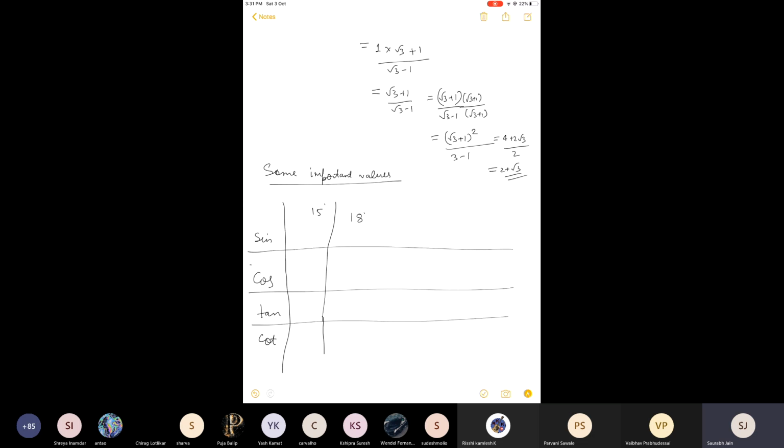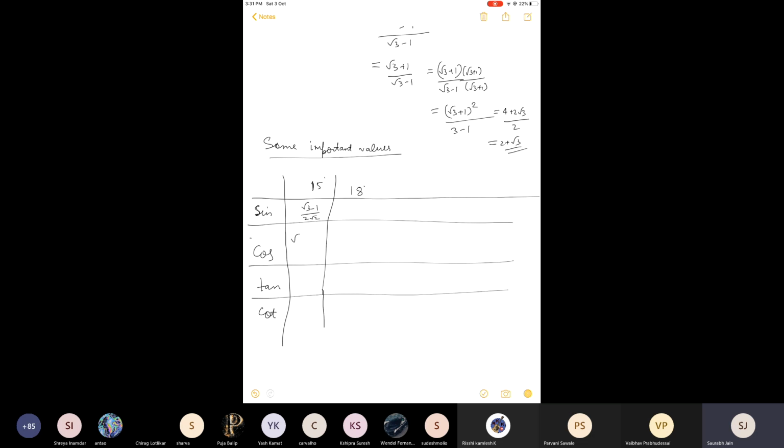See, if I want to write the value of sine 15 degree, I will read this sine, and then from the column I will read 15, and the value I will write here: root 3 minus 1 by 2 root 2. We have already calculated this value, sine 15, in the first class itself, using sine a minus b. Cos 15, now we are supposed to learn the values. Tan 15 is 2 minus root 3. It came from root 3 minus 1 upon root 3 plus 1. Cot 15 is 2 plus root 3. Just now proved.